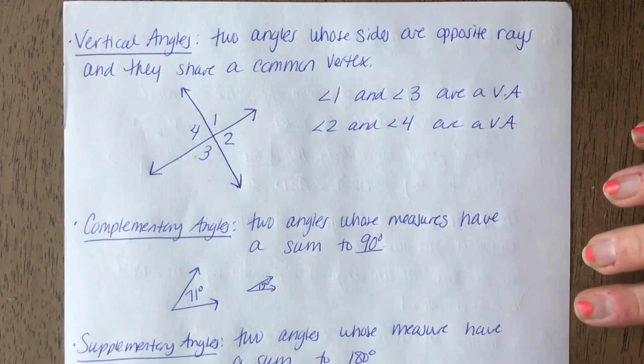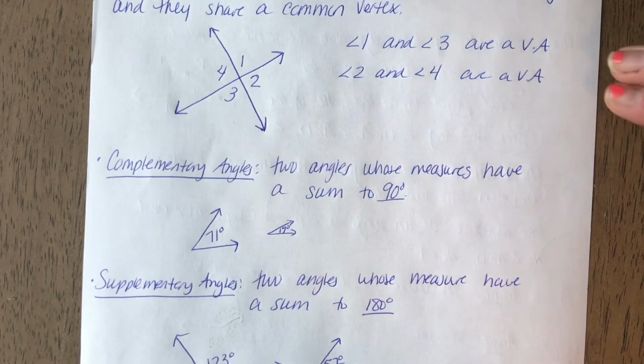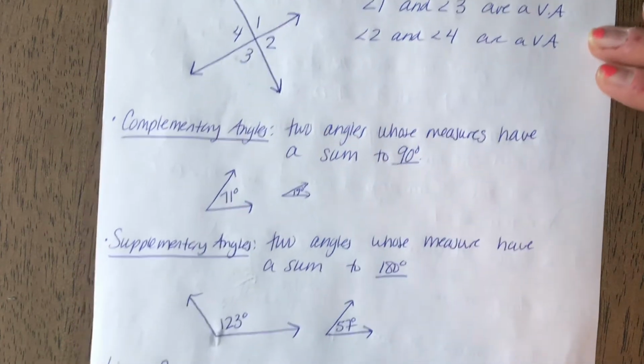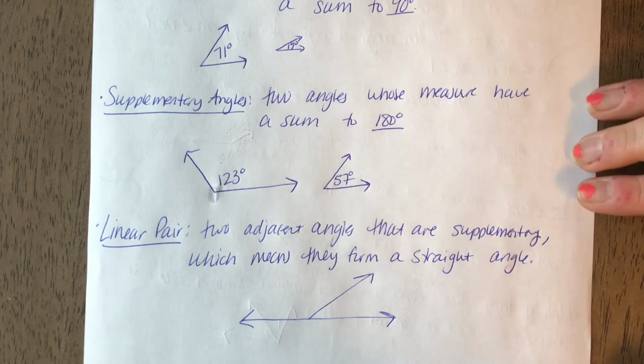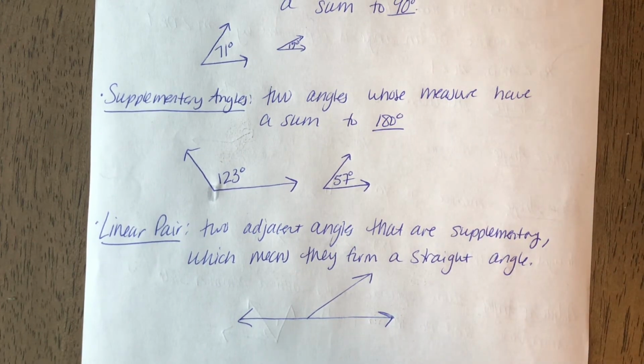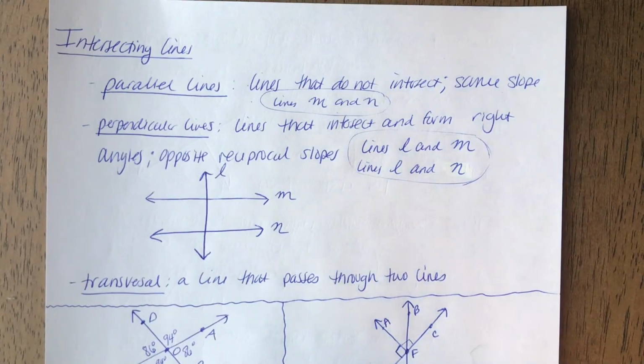Complementary angles are two angles that add up to 90 degrees. Complementary, like corner, 90 degrees. Supplementary angles are two angles that add up to 180. Complementary and supplementary can be any angles, whereas a linear pair has to be two adjacent angles that are supplementary, which means they form a straight angle or add up to 180. So the difference between supplementary and a linear pair is that supplementary angles do not have to be next to each other, linear pairs do.